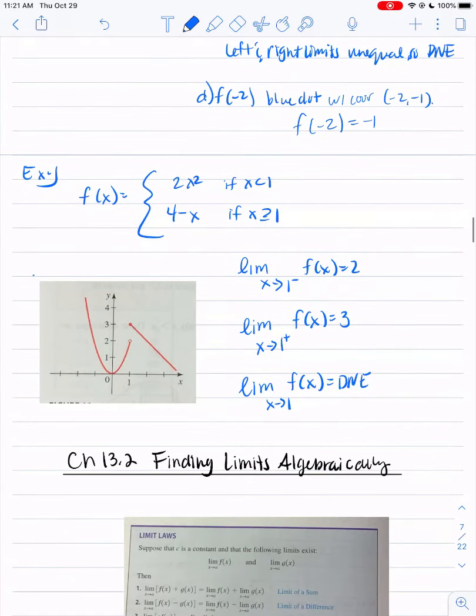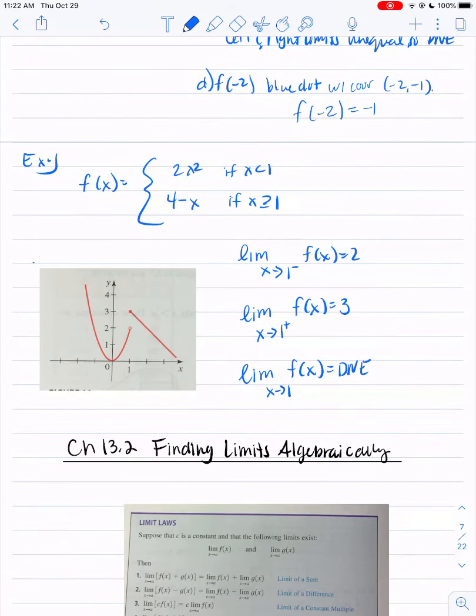Okay. For our next example, I have 2x squared if x is less than 1, and 4 minus x if x is greater than or equal to 1. So our limit as x approaches 1 from the left, coming from this side, we see that the y value is 2. And the limit as x approaches 1 from the right, coming from this side, we see that value is 3. But then our limit as x approaches 1 of f of x does not exist because our left and right-hand limits don't agree with each other.